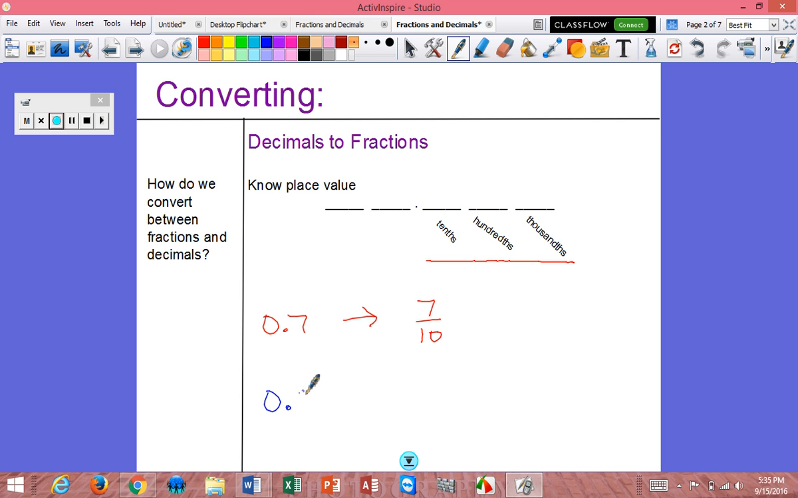If we had something like 0.27, the correct way we would say that is 27 hundredths. So I would put 27 over 100, and then we would see if we could reduce from there.